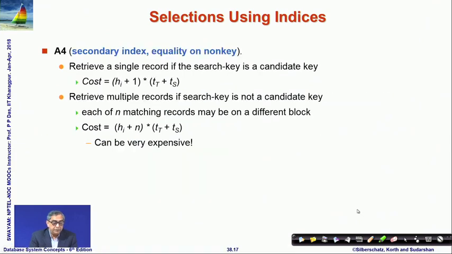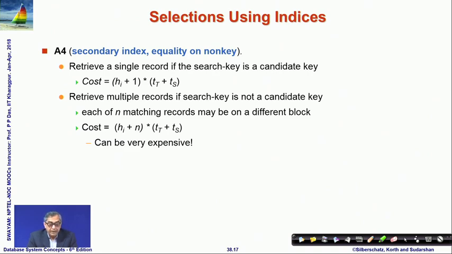If we look into a few of the other situations, for example, let us say instead of a primary index, I have a secondary index and you are looking for an equality on a non-key, then you can retrieve a single record if the search key is a candidate key. If it is a candidate key, then we know that even though it is not a primary key, two tuples can never match on it and still exist. So, if it is a candidate key, we will get only a single record, and therefore, this is the cost expression that you will get.